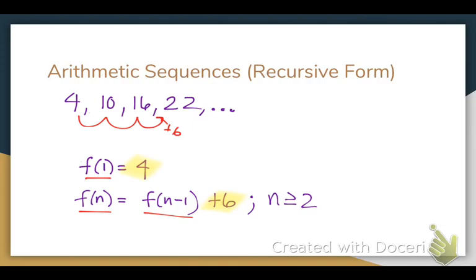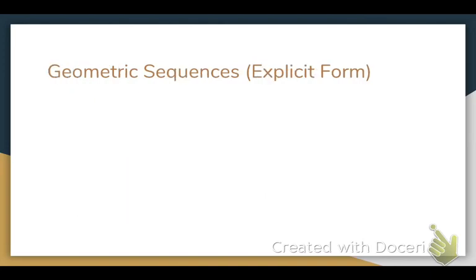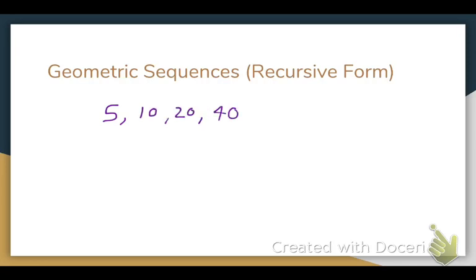All right. Any other questions on this one before we try geometric? Great. Let's look at geometric then. So these are geometric sequences in recursive form. Let's come up with some numbers. What do you want your first number to be in our sequence? 5. And what should we multiply by? 2. So that's 5, 10, 20, 40, so on and so forth.